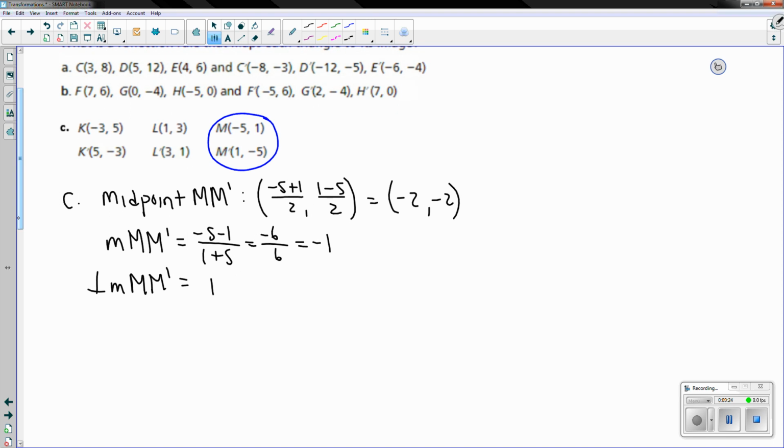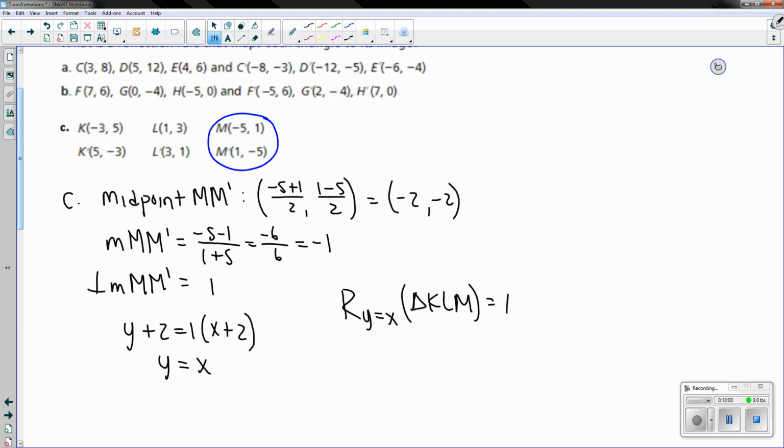So now that I have a point that it passes through and a slope for my line of reflection, we can write the equation using point slope form. Y minus the y coordinate equals the slope times x minus the x coordinate. We're going to convert this over into slope intercept form, in which case we're going to get y equals x after things are simplified. So our rule: we are reflecting over the line y equals x for our triangle KLM in order to produce the image points K prime, L prime, and M prime.